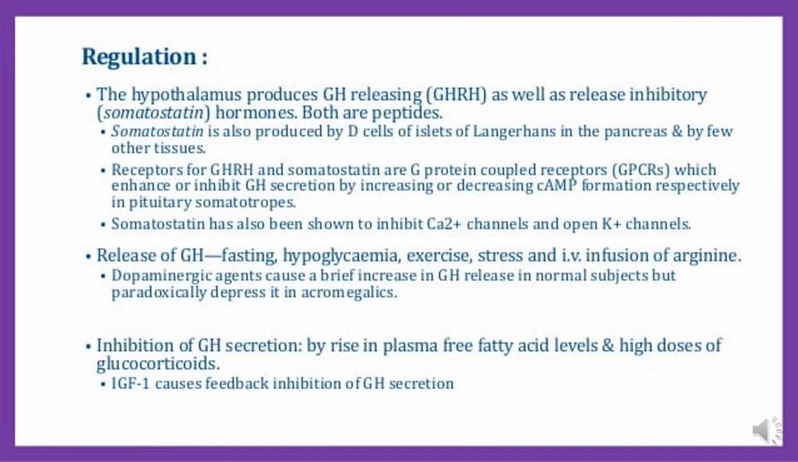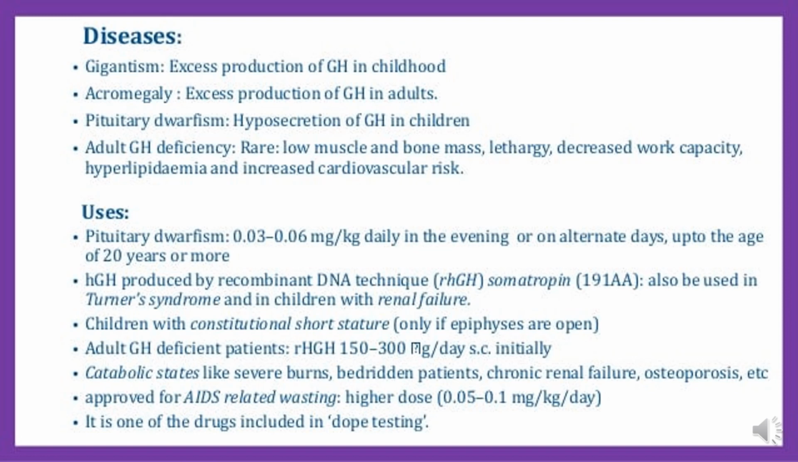Regulation. The hypothalamus produces growth hormone releasing as well as release inhibitory hormones. Both are peptides. Somatostatin is also produced by D cells of islets of Langerhans in the pancreas and by a few other tissues. The release of GH occurs at the time of fasting, hypoglycemia, exercise, stress, IV infusion, etc. Inhibition of GH secretion leads to rise in plasma free fatty acid levels and high doses of glucocorticoids. Diseases. Gigantism and acromegaly are caused due to excess production of growth hormone.